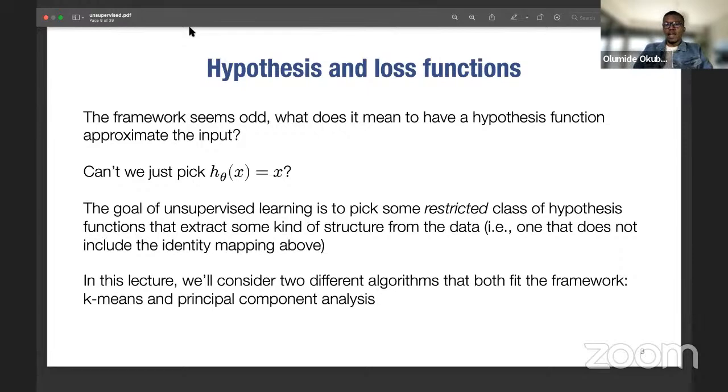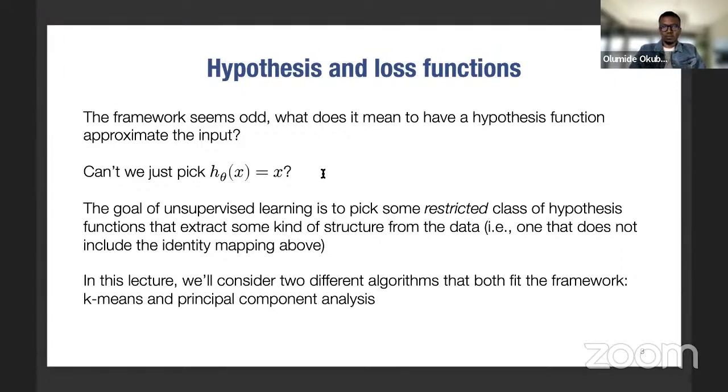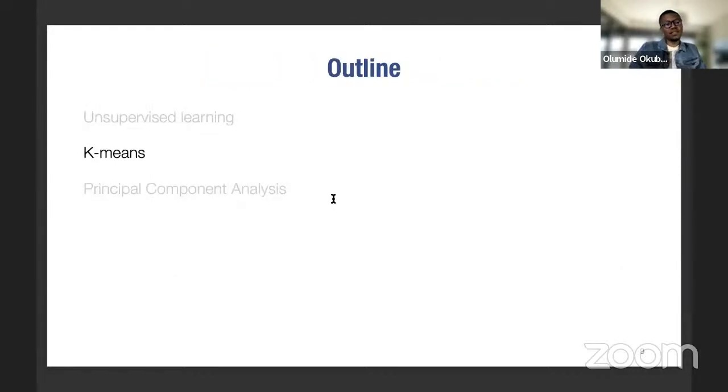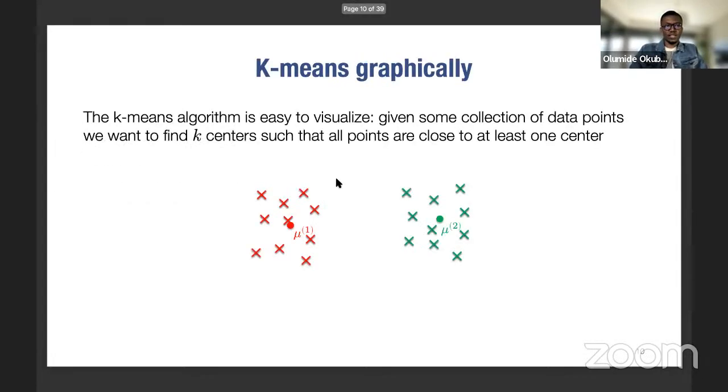So now that we say there's a restriction in the hypothesis functions because there's a restriction in the number of classes, and so you cannot just map x to x, we're now going to talk about 2 algorithms that are interesting. K-means. Now, K-means is very simple, intuitive, and interesting to understand. K-means is something that you can easily visualize.